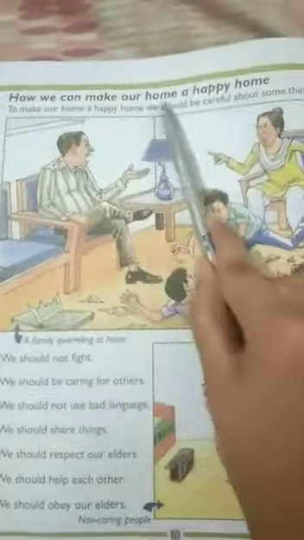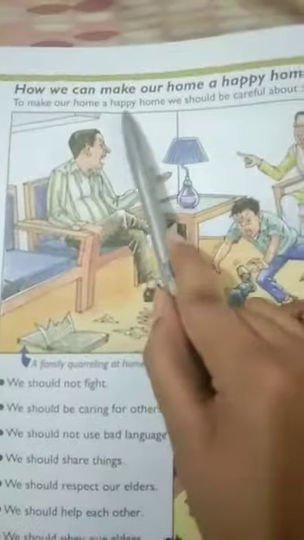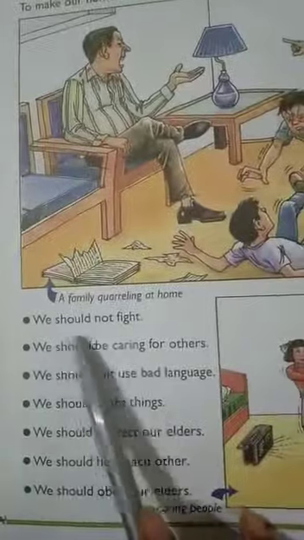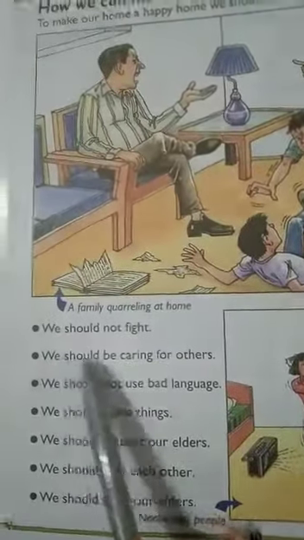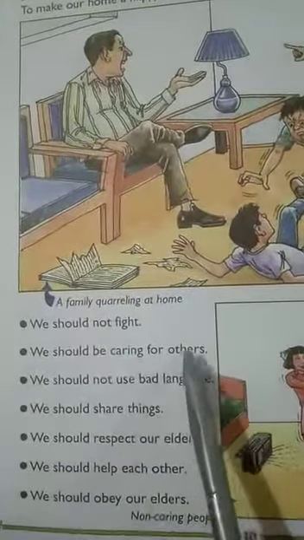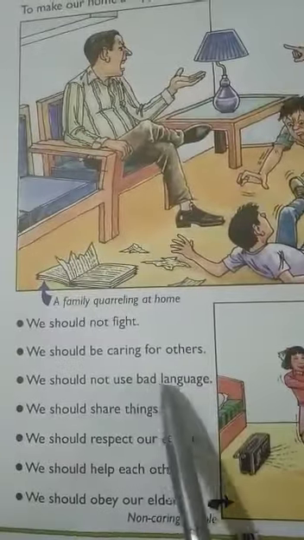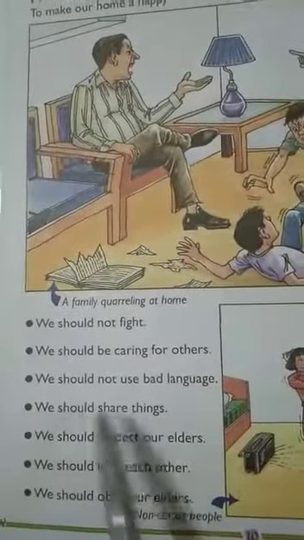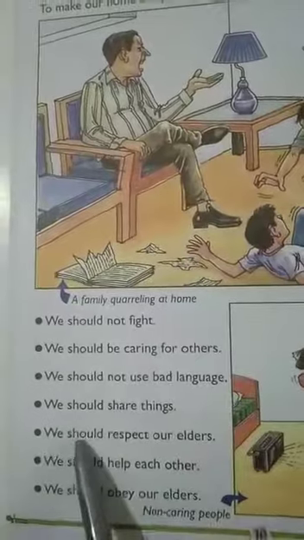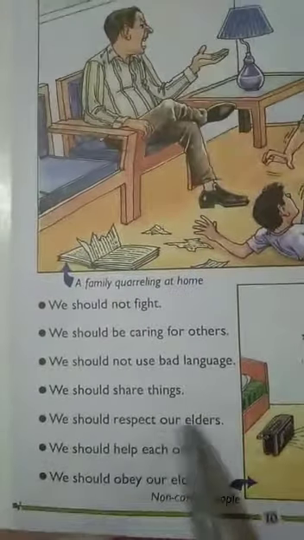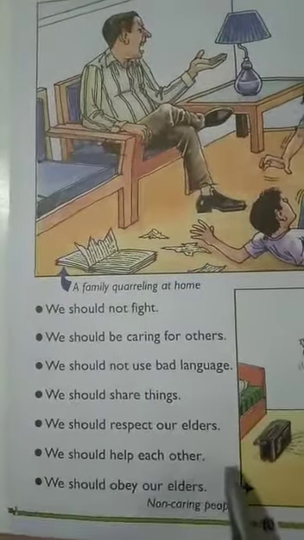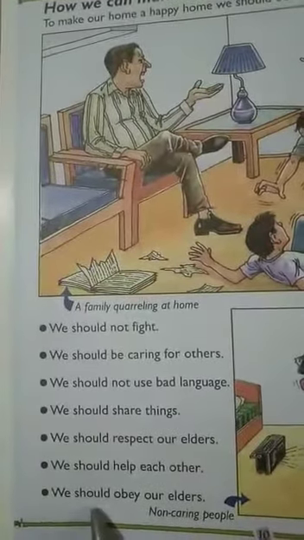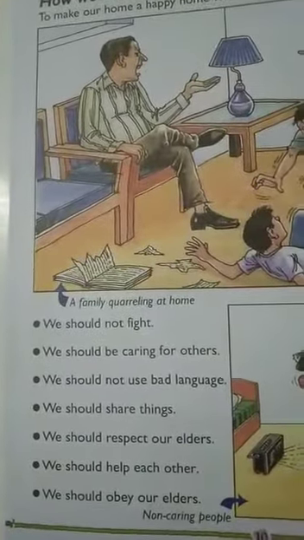How can we make our home a happy home? To make our home a happy home, we should be careful about some things. We should not fight. We should be caring for others. We should not use bad language. We should share things. We should respect our elders. We should help each other. We should obey our elders.